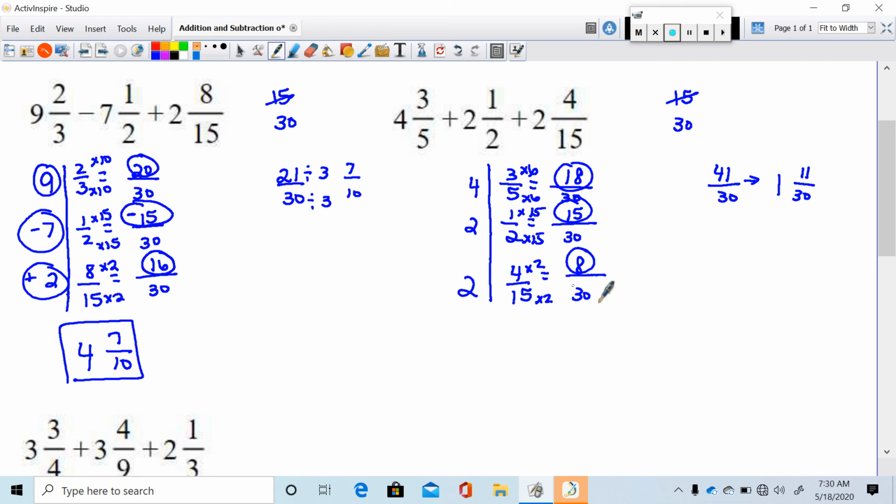Okay, so the fractional part of our answer is 1 and 11 over 30. The whole number part of our answer, 4 plus 2 is 6. 6 plus 2 is 8. I'm going to add those together. So the final answer is 9 and 11/30. That's the answer.